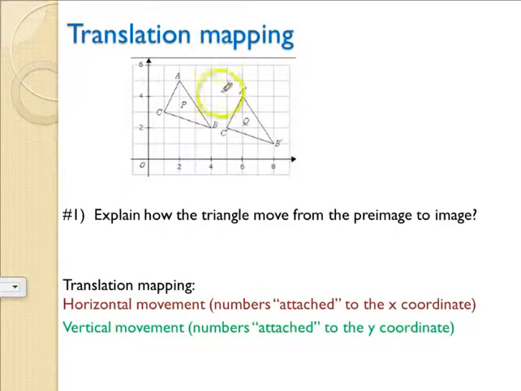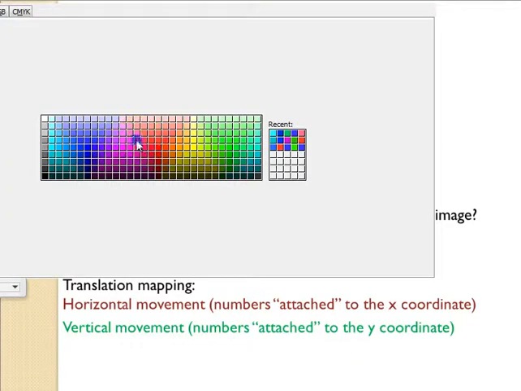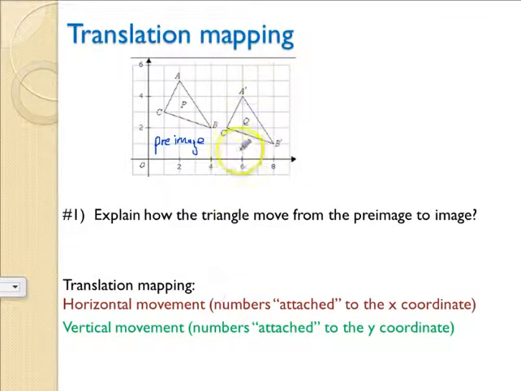So right here, translation mapping. First I want you to focus up here. Can you tell me which triangle is the pre-image and which is the image? Look close there next to those letters. Remember, the pre-image won't have any apostrophes. So this one's going to be the pre-image. It just happens to be on the left. And this one on the right, we see those little ticks next to the letters. So that's going to be the image.